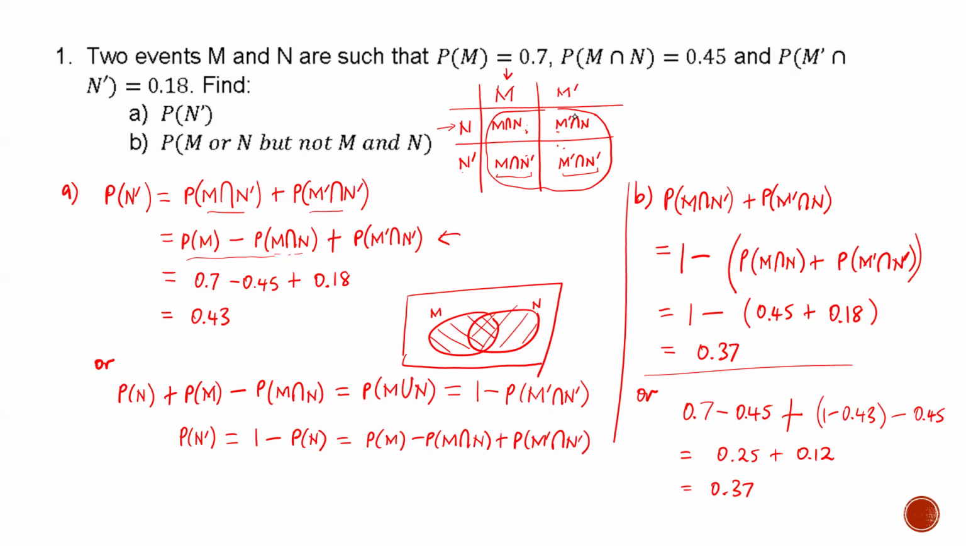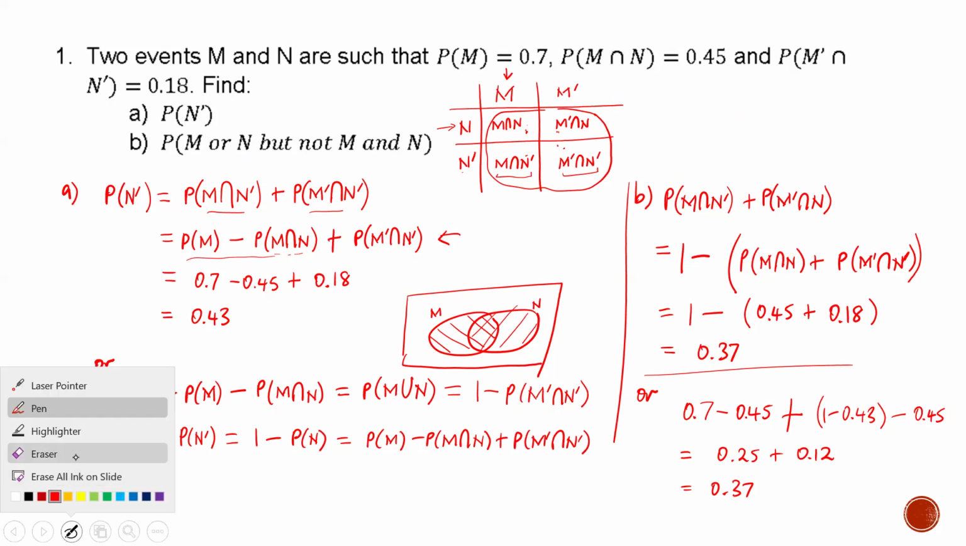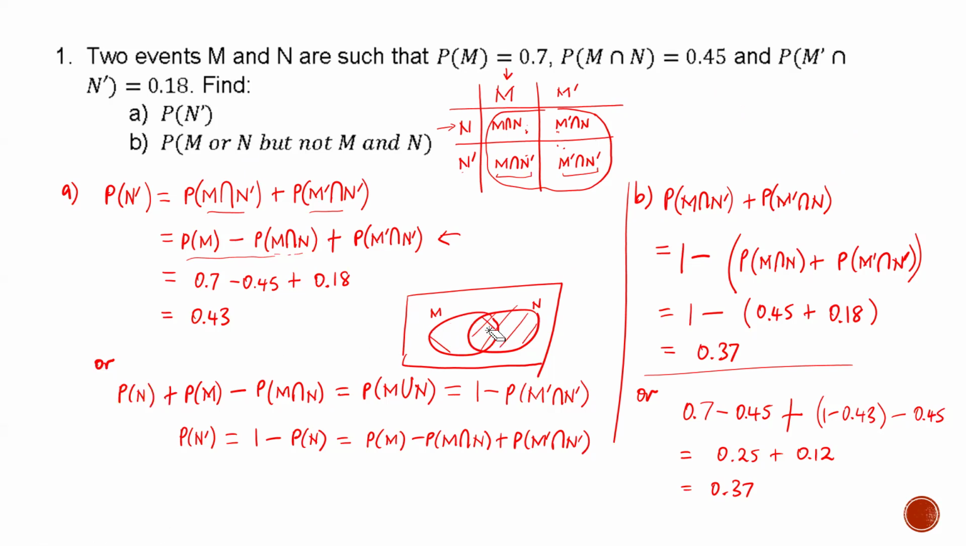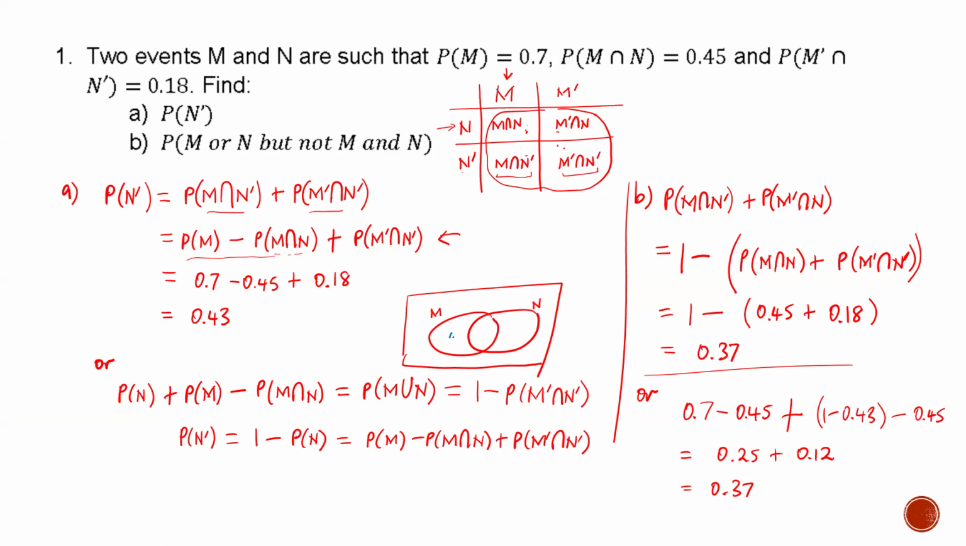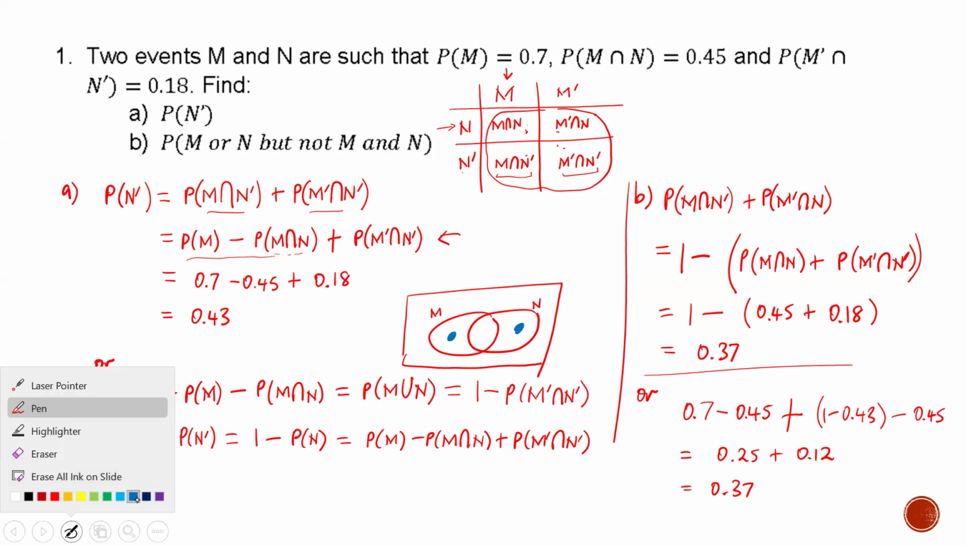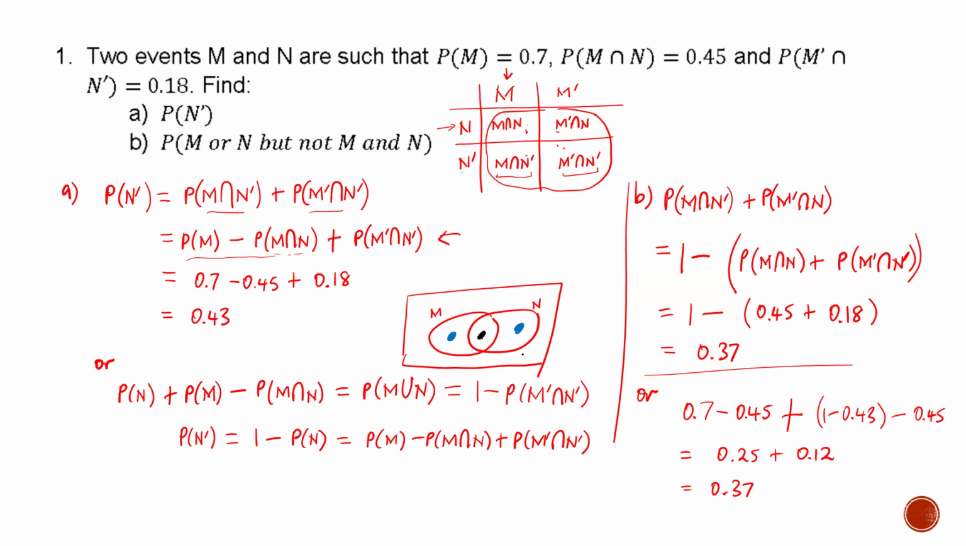Okay, so I'll try to illustrate this using a Venn diagram. We want to get M only and N only. That's what the question actually asks. M or N, but not M and N. In the Venn diagram that I drew, the sets wanted in this particular case are this one and this one, right? So that means the unwanted sets are this one and this one. Now, total probability is always one.